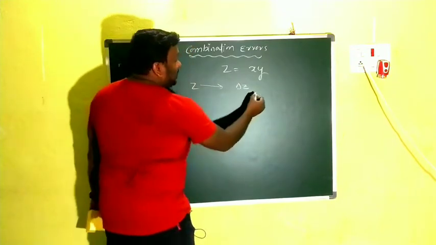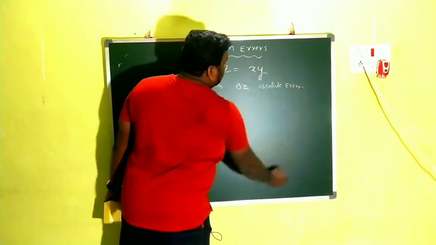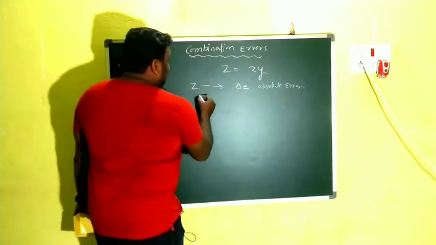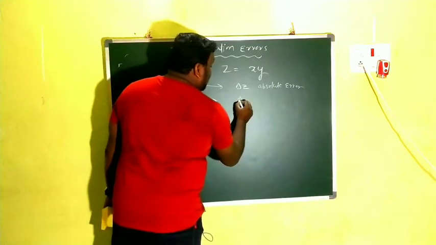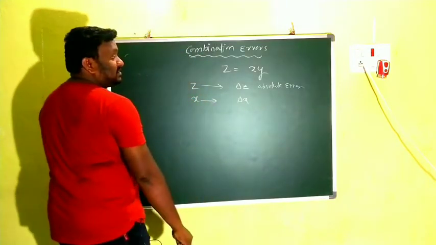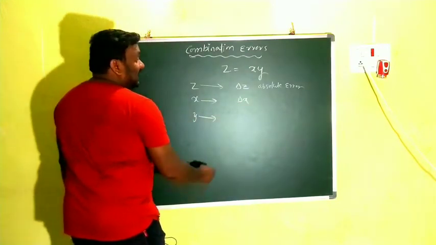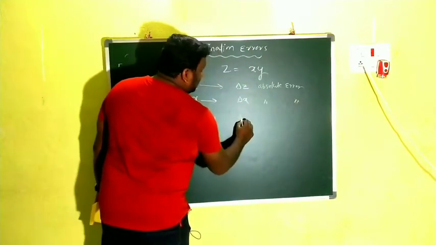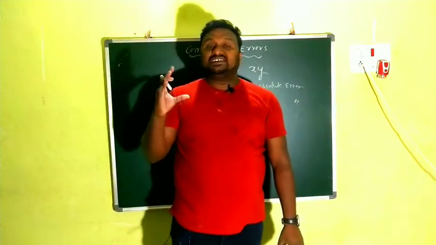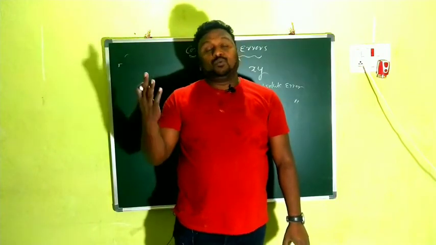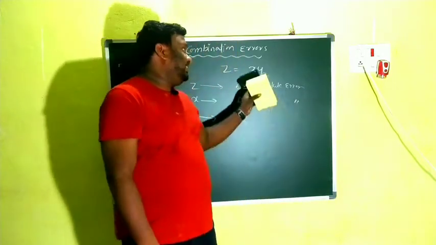Now, the absolute error for the z value is delta z. This is the absolute error. And x is its measured value, and its error is delta x. Clear? And y is the measured value, and its absolute error is delta y. Clear, children? One equation is there, z = xy. We are doing one experiment. We want to find the relative error of z. For that we are taking this.